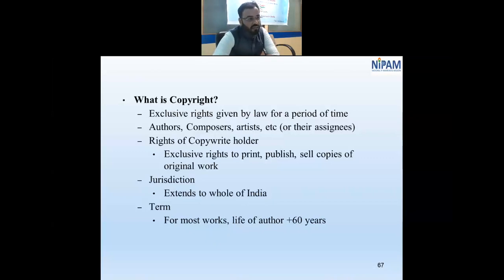For most of the works, the lifetime of copyright is the lifetime of the author plus 60 years. So, like most of the works of Mahatma Gandhi, when he died in the year 1948, became public 60 years after his death.